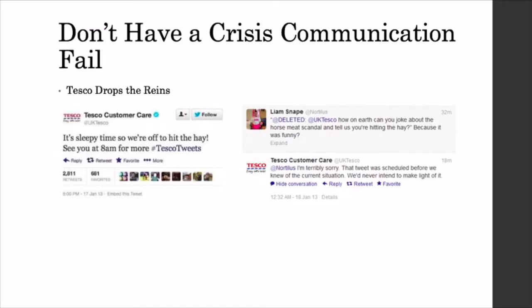Don't do what Tesco did. They had a scandal a couple years back that there was horse meat being sold as beef in their stores, and the day of, they sent out a tweet saying, "It's sleepy time, so we're off to hit the hay." Needless to say, it had a really bad response, and it was not appropriately handled, and maybe these crisis communication steps would have helped them in their time.